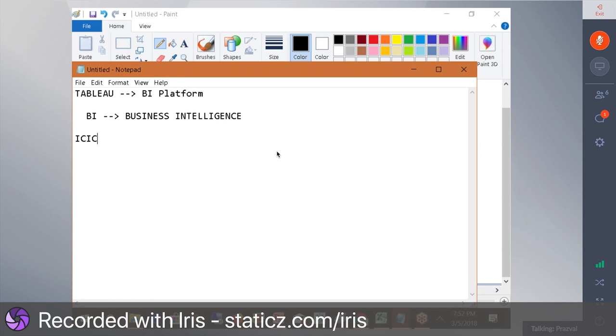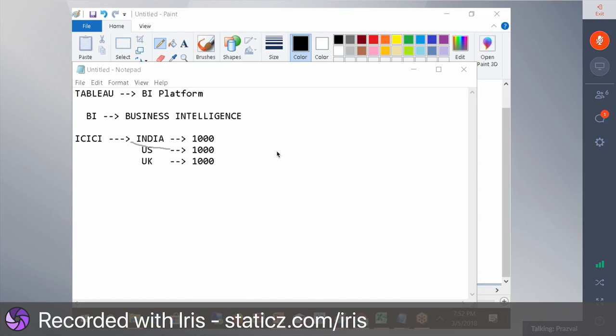Let's assume that ICICI Bank is operating in 3 countries: India, US, and the UK. In India, ICICI has, let's say, some 1,000 branches. In the US, they have some 1,000 branches. Similarly, in the UK also, they have some 1,000 branches. Now, the goal of ICICI Bank is that every day they want to compare one country's business with the remaining countries, and also know in which country their business is doing well and in which it is not doing well. They want to understand everything. That is the goal of ICICI Bank.